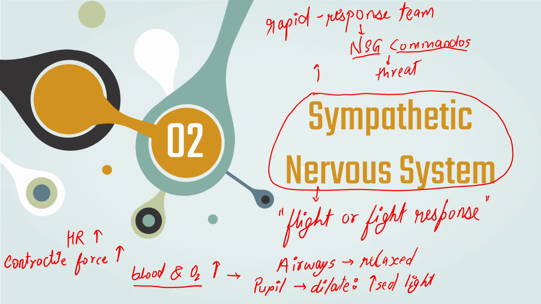Airways will be relaxed so that more air can get in, more oxygen can get in, and more oxygen and blood will be supplied to the muscles. Our heart rate will be increased. Our blood pressure will be increased. All of this to orchestrate the flight or fight response.